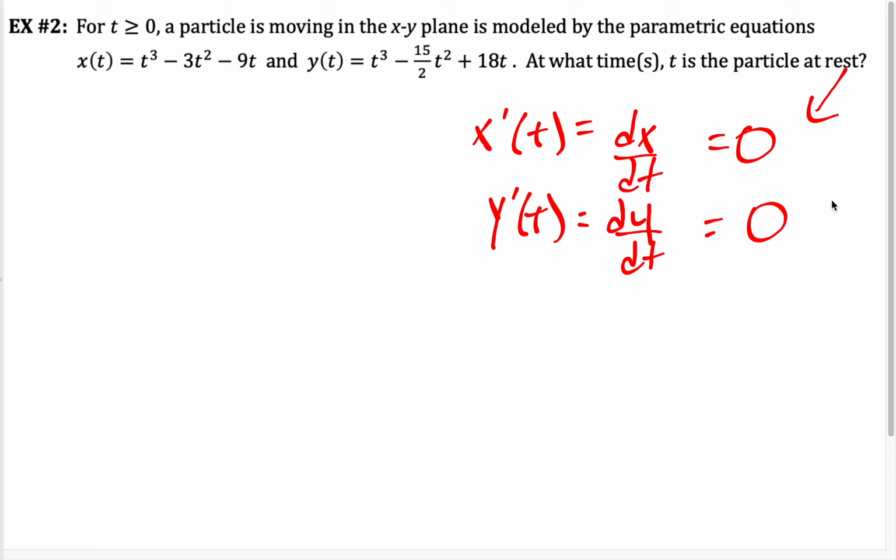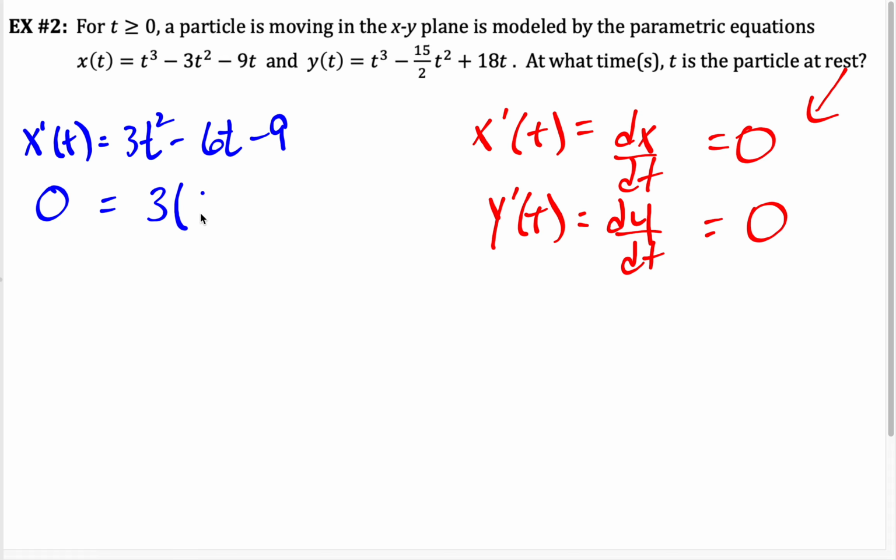What's going to happen is we're going to find the time where dx/dt and dy/dt both equal 0. That will be the t value where the particle is at rest. So the first thing we are going to do is take derivatives. So 3t squared, and think about it, we're taking a derivative with respect to t, 6t minus 9. And we want to set that equal to 0 because we're trying to figure out what t value is going to make x prime of t, or dx/dt, equal to 0.